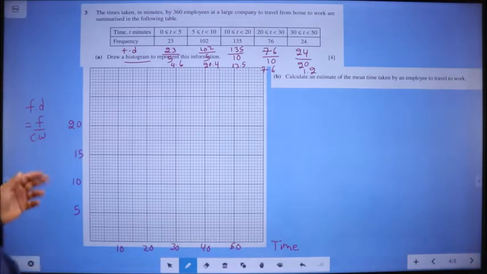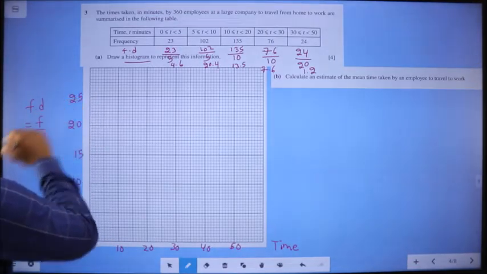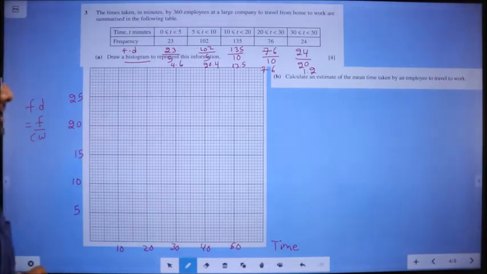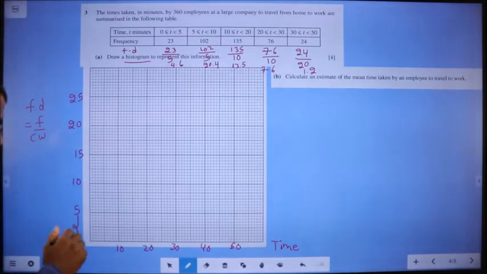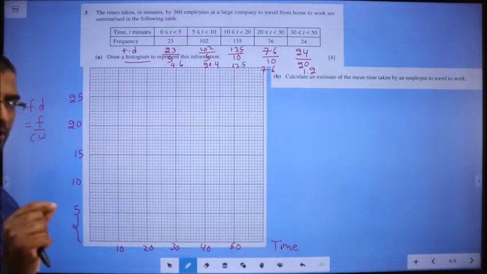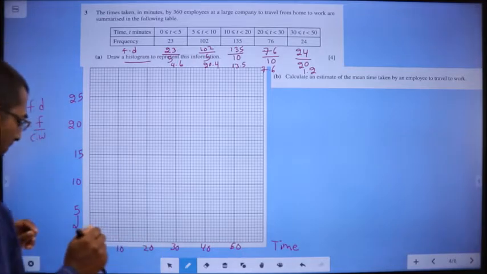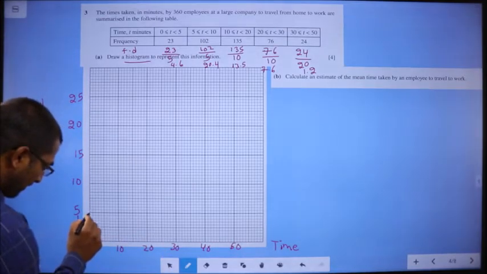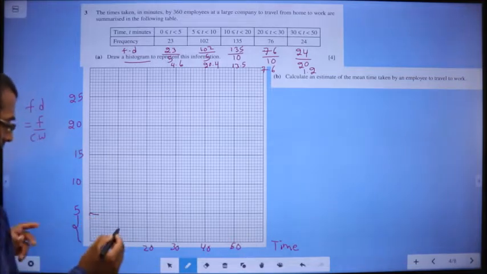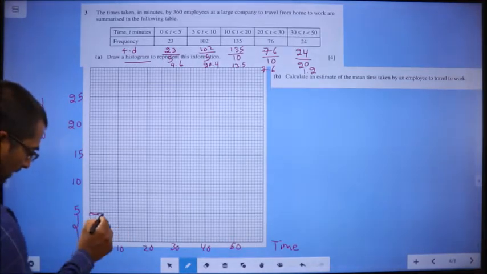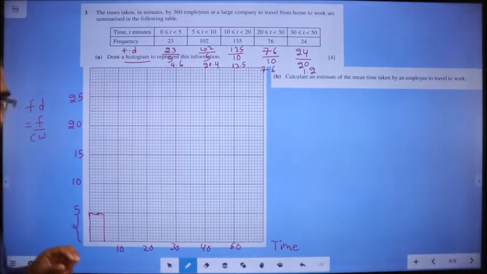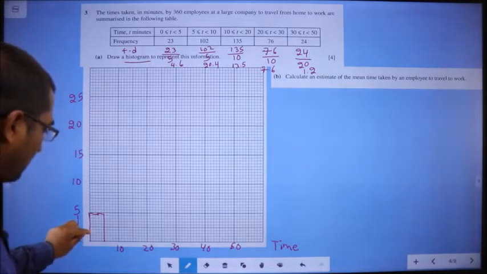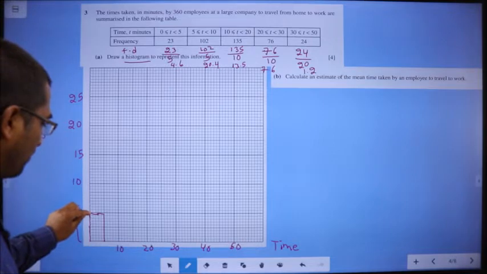And this will be 25. Clear? Next, 0 to 5 is 4.6. So 10 lines is 5. That means each line is 5 by 10, 0.5. So 4.5, and in between will be 4.6 from 0 to 5. The middle of this will be here, so this will be the first bar. Each line is 0.5, 1, 1.5, 2, 2.5, 3, 3.5, 4, 4.5 and 5.